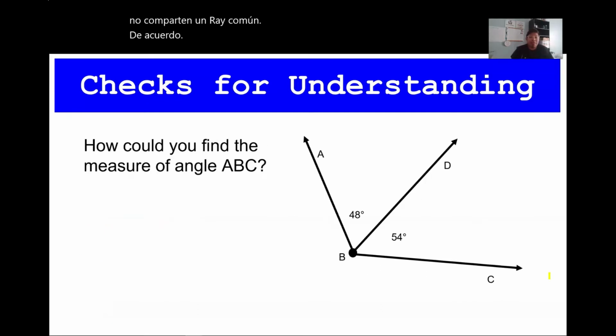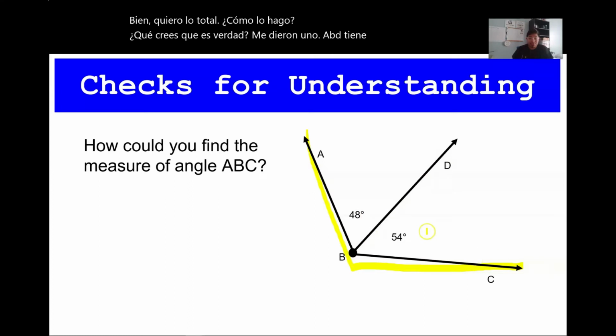How could you find the measure of angle ABC? Okay, so I want the total thing. How do I do that? What do you think I have to do? They gave me one. ABD is 48. DBC is 54. Now how do I get the whole thing? How do I get the total?